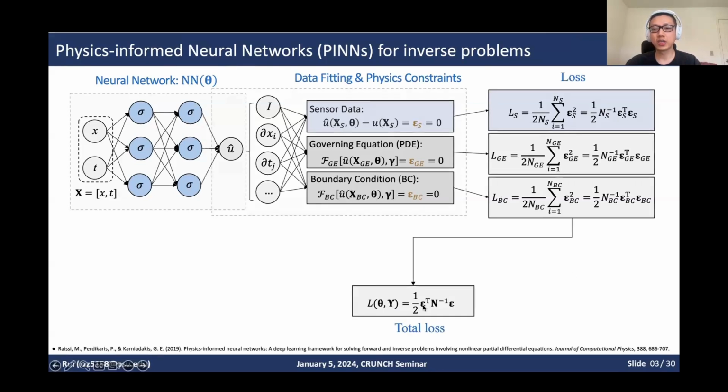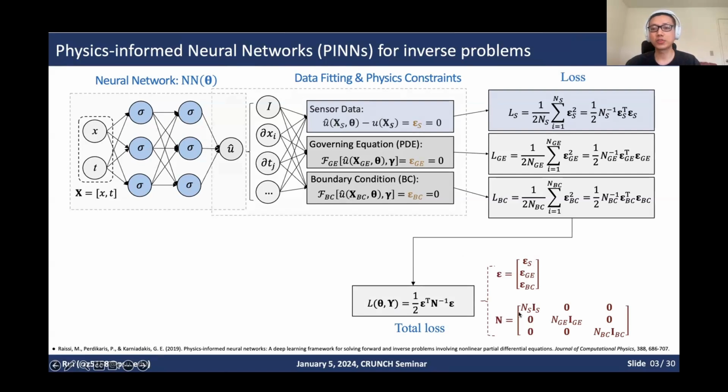In this case, we use a simplified expression to represent the total loss. And the epsilon right here is a training error, which includes all the training errors with respect to each input.